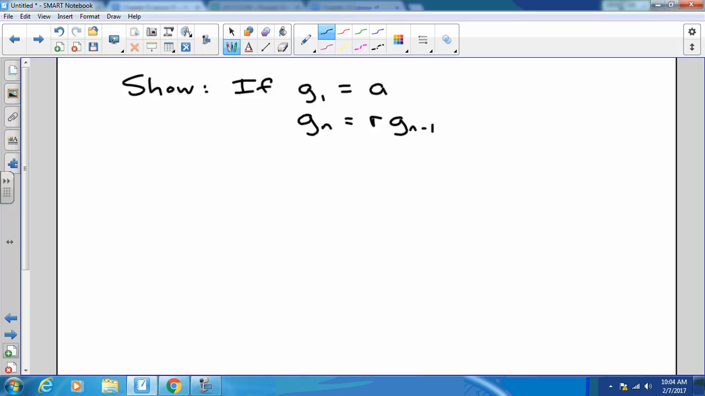If the first term is a, and the succeeding terms are r times the current term, then G_n has the closed form a r to the n minus 1. That's what I wanted to show. All right, help me out. Base case. First of all, what n do I use for my base case? n equals 1. And now substitute n equals 1 here and there and show that it works.